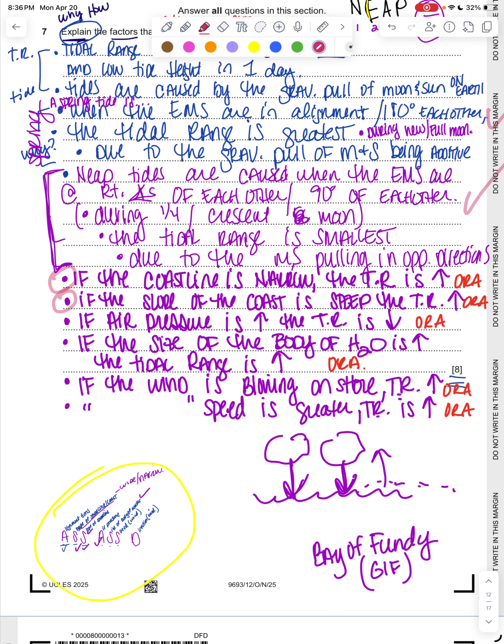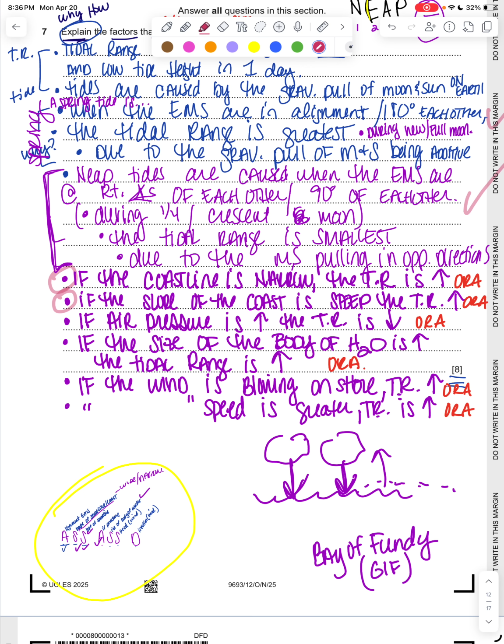Then the tidal range can be affected, but different locations can have different shapes of coastlines and different slopes of shorelines. This doesn't apply because this isn't going to change. It's not like in Florida we go out and all of a sudden this is a very narrow coastline. No, it's wide sandy beaches.